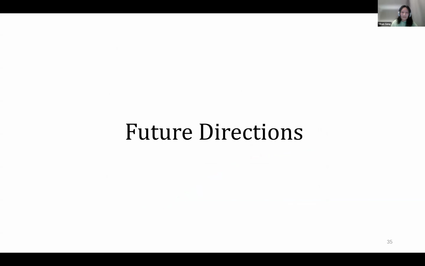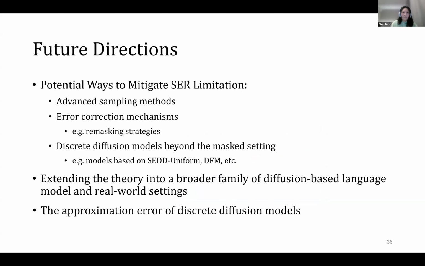So in summary, our findings highlight the trade-off of traditional masked diffusion models between efficiency and accuracy, depending on the evaluation metrics. And here are some directions for future research. First, we want to offer some insights on potential pathways to mitigate the SCR limitation that we showed. Our theory uses the standard sampling strategies, but some novel sampling methods may offer improvements.